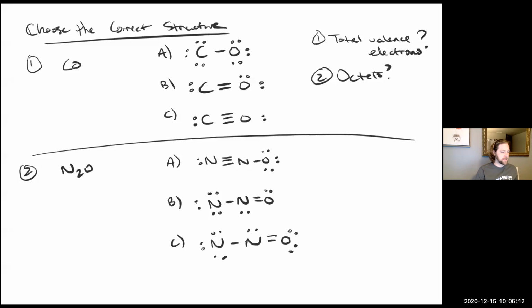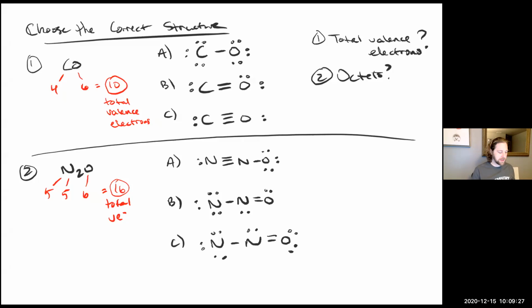So here's our second example as well. Choose the correct structure. So we need to figure out the total number of electrons available. Carbon brings 4 valence electrons. Oxygen brings 6 valence electrons. And since there's 1 carbon, 1 oxygen, we're looking for 10 electrons shown. Only 10. And for N2O, there's 2 nitrogens, so those are each 5. And again, oxygen is 6, so this should be 16 electrons for the second one. Let's go through the first one.